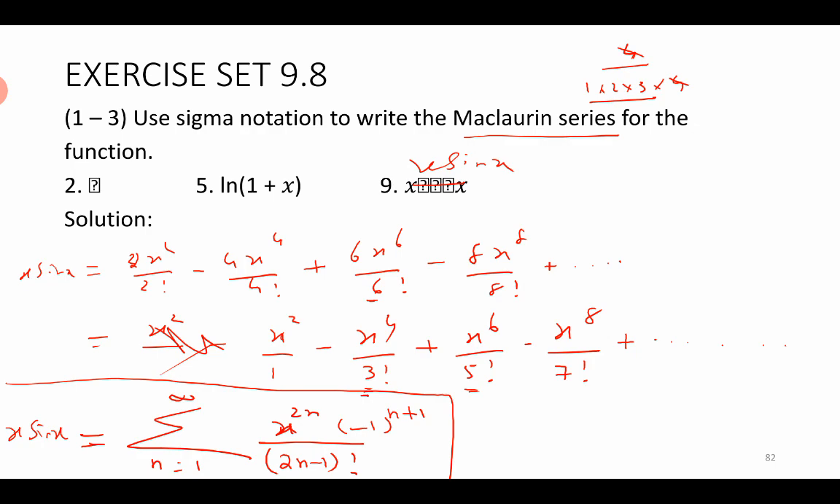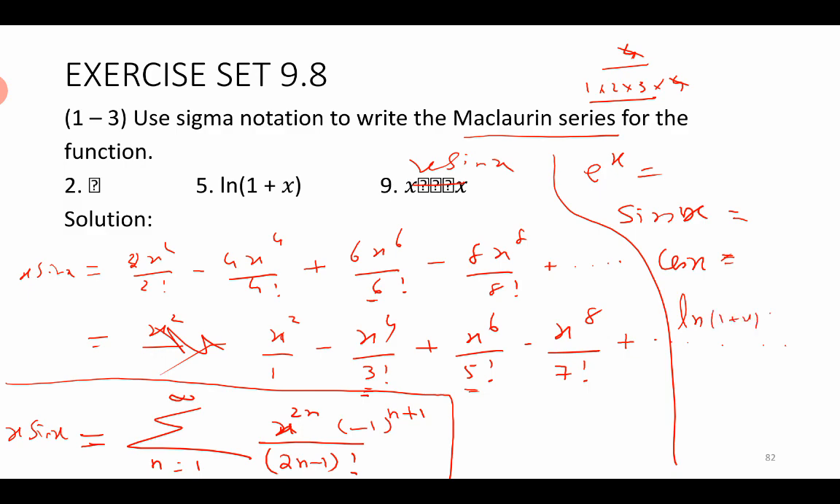See, you can use Maclaurin series expansion to find the expansion of e power x, sin x, cosine x, and ln 1 plus x. The Maclaurin expansion of these functions will give you the series representation of the functions. You can try all these functions.